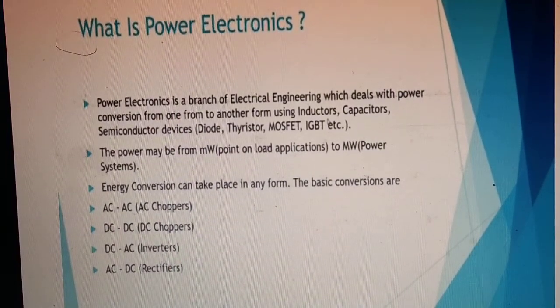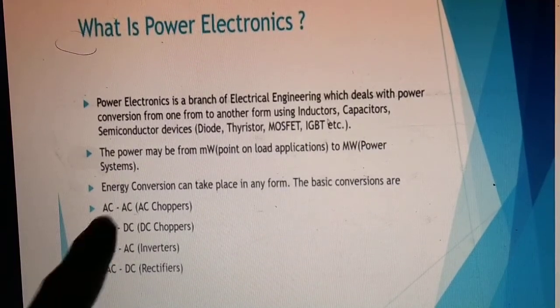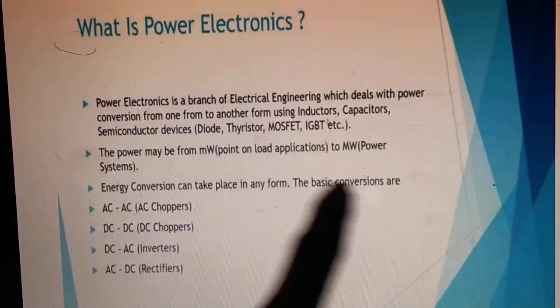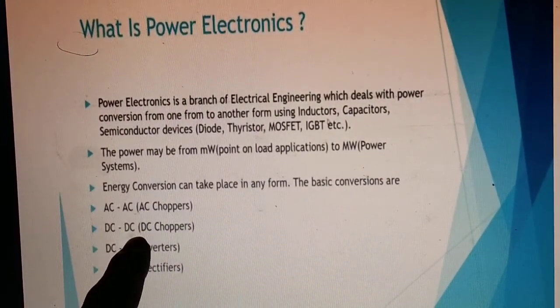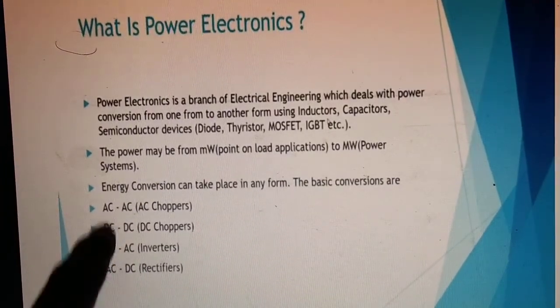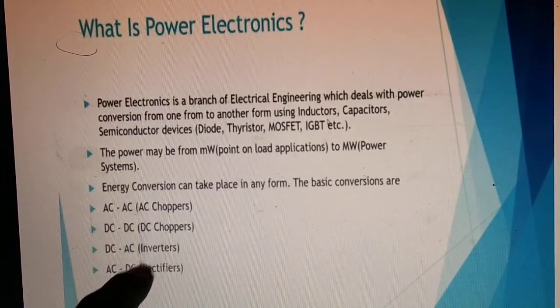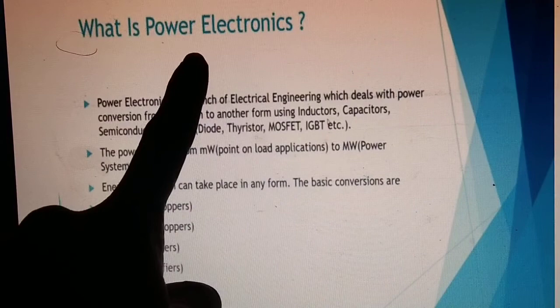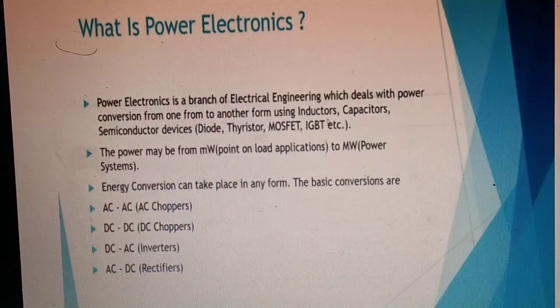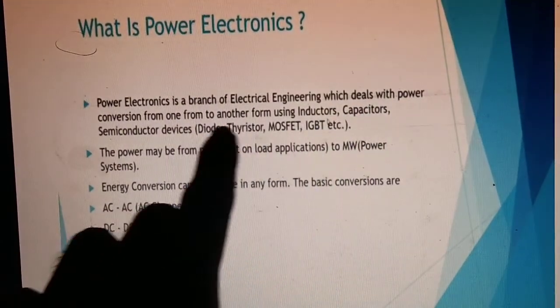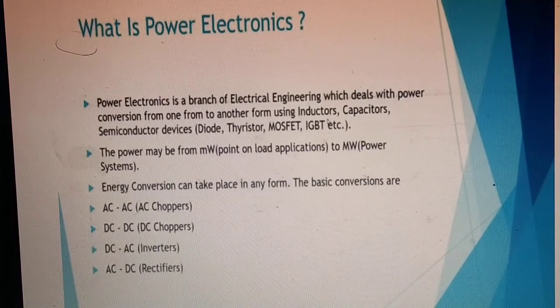And we have to see what conversions can be done by using these power electronics devices. Energy conversion can take place in any form. The basic conversions are AC to AC, DC to DC, DC to AC, and AC to DC. All these four conversions are done by using power electronics devices. That is, power electronics is a branch of electrical engineering which deals with power conversion from one form to another by using different types of power electronics devices, that is, semiconductor devices.